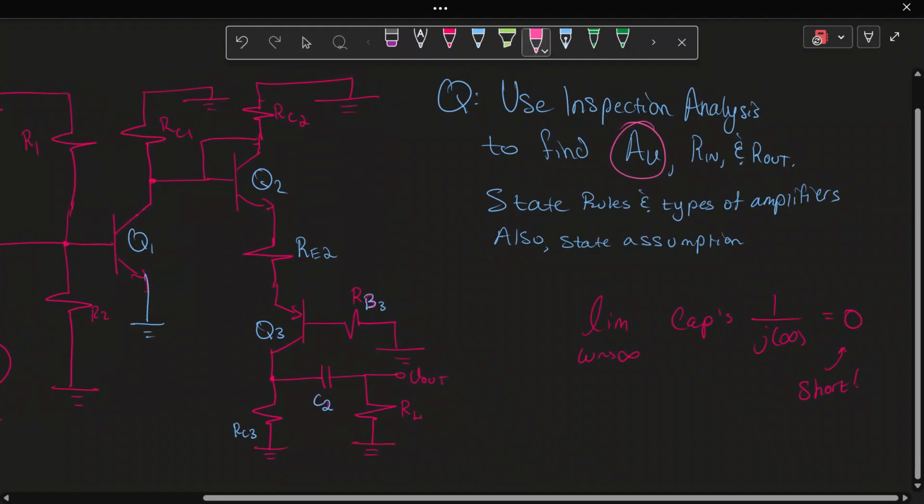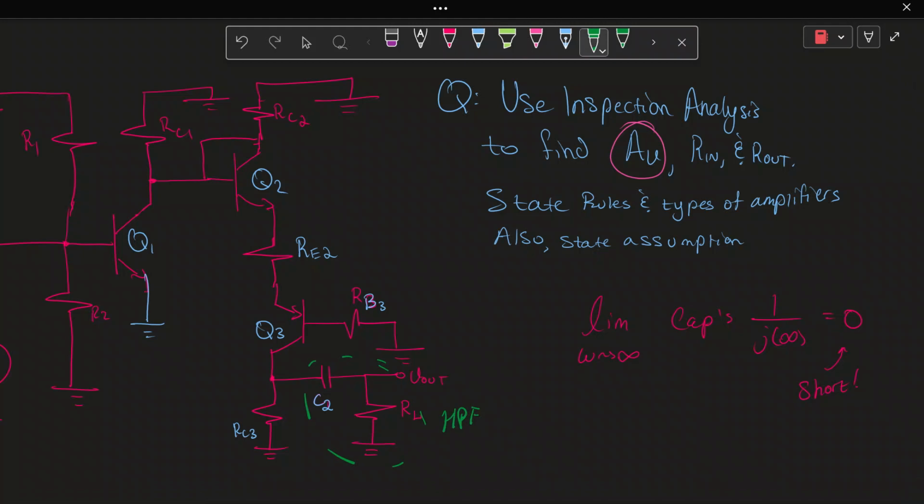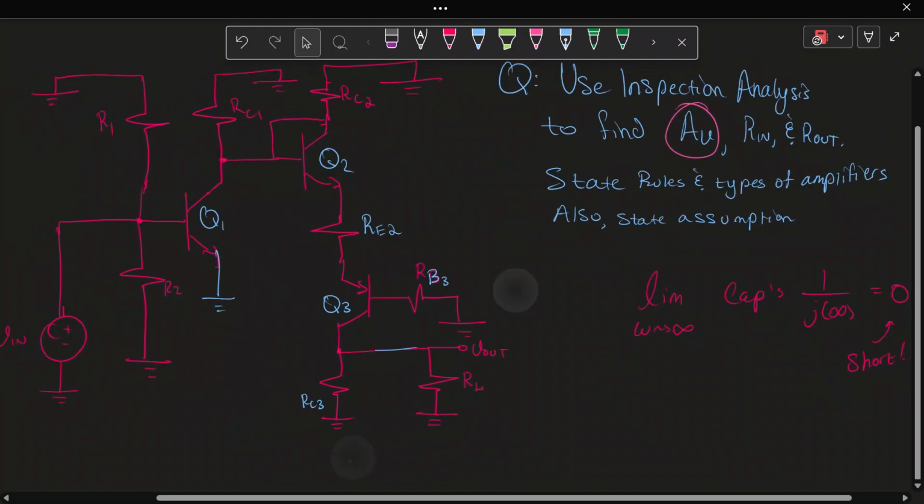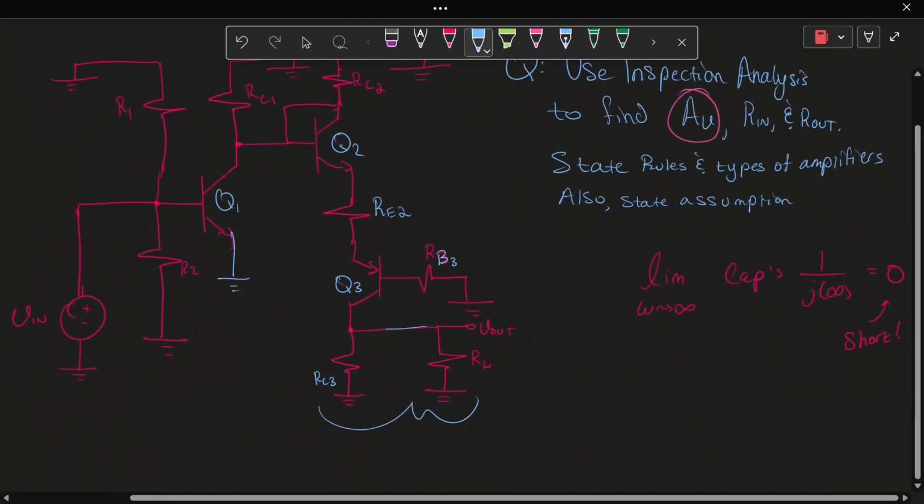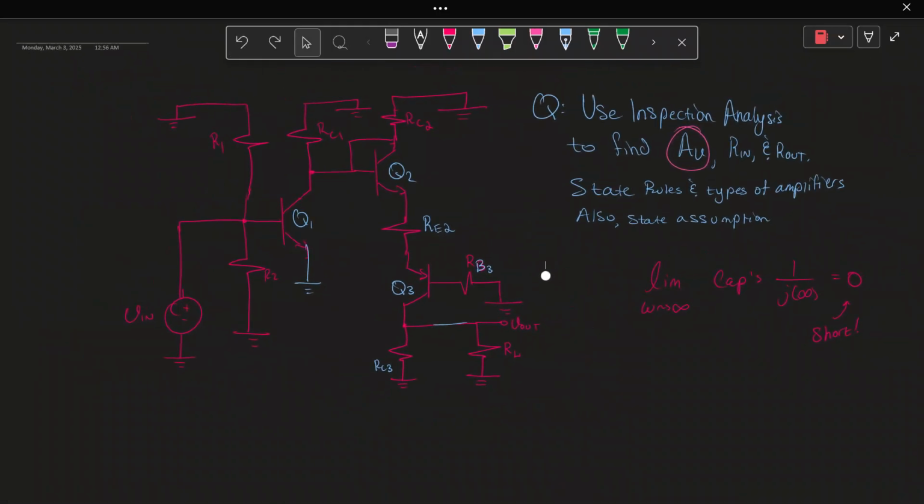Right here we have a high-pass filter, and at high frequencies it passes through, so we replace C2 with a short circuit, a wire. What do we know? RC3 is in parallel with RL. So now we've replaced all of our DC sources. We killed all our DC sources and replaced them with short circuits, and if there were current sources, they would be open circuits. Capacitors become shorts as well. So now we're in the AC domain.